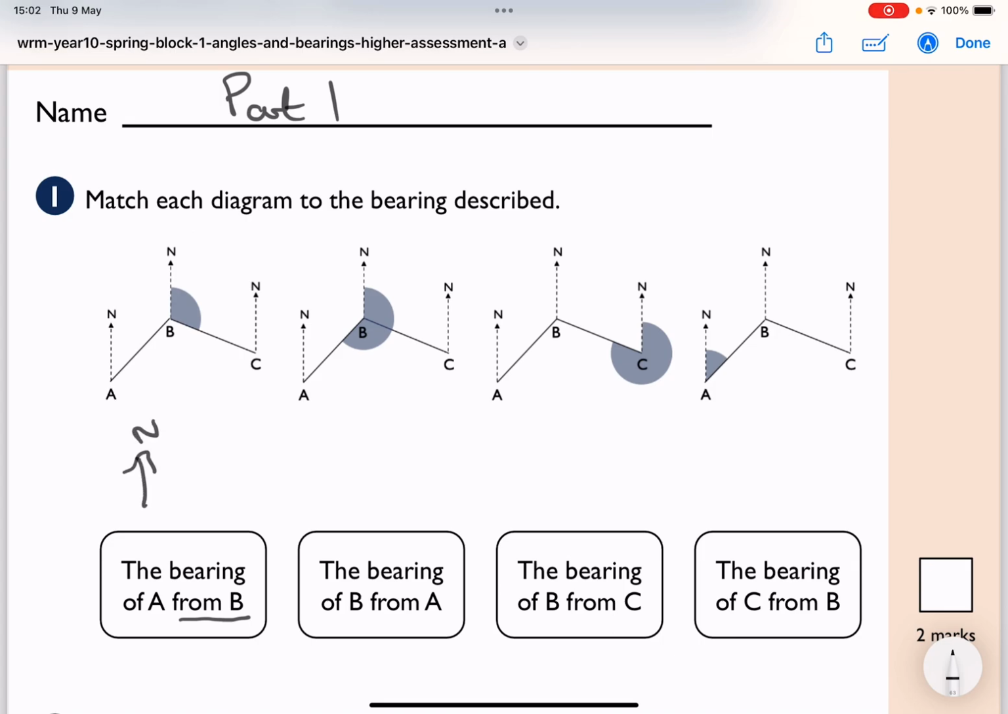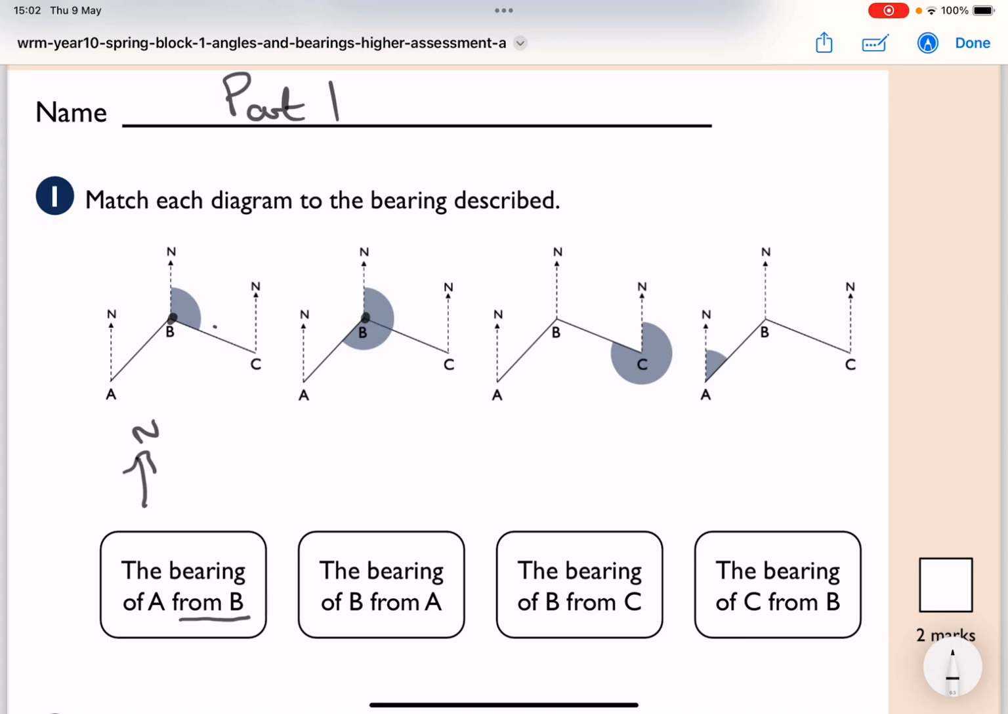So in this case, I look at the first one, and this is the bearing of A from B. So I've got to look at where these start. The first one's at B, the second one's at B, the third one's from C, and the fourth one's from A. So I know that it's either the first or the second. I then need to say where do they go to. So it's nearly like instead of from going to, it's the bearing of somewhere from where it is.